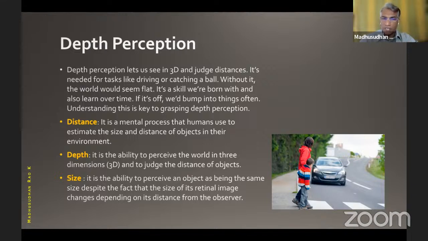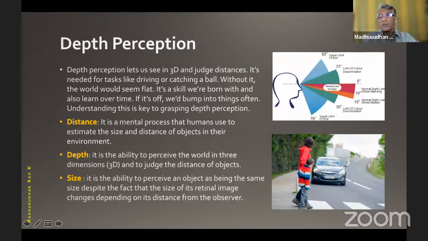It is the ability to perceive an object as being the same size despite the fact that the size of its retinal image changes depending on the distance from the observer. This is what I told you, right? So you have to judge all these things before crossing the road. If you can't judge it, suppose you have some retina problem, or retinal disparity, it is very difficult for people with rod and cone problems. Their depth perception goes down. They can't cross the road easily. They need somebody's help.